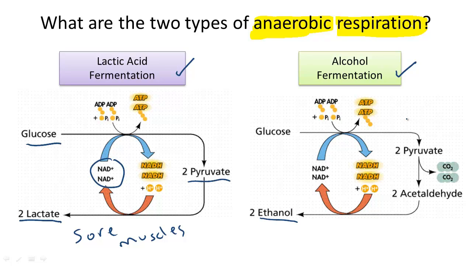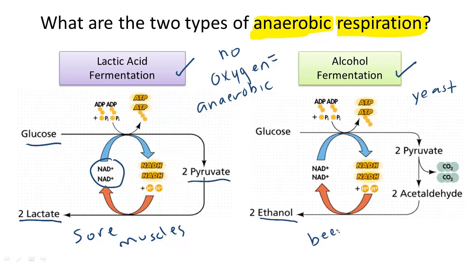This process occurs mostly in yeast cells and in the absence of oxygen, of course. So let's remember, no oxygen available. This is anaerobic. This process of alcohol fermentation is commonly known in the process of making beer or wine.